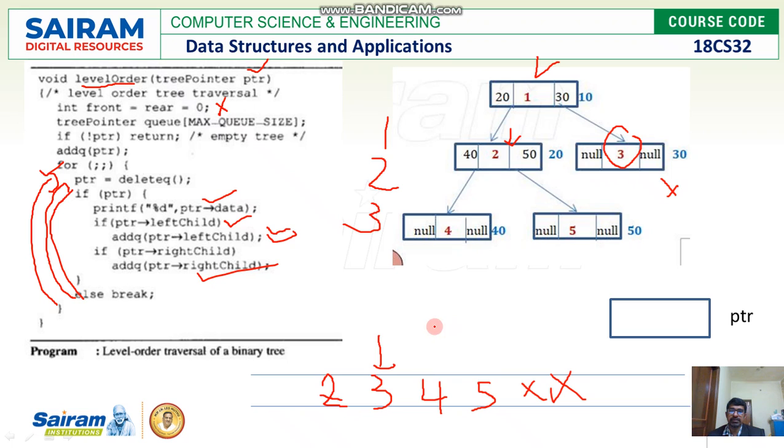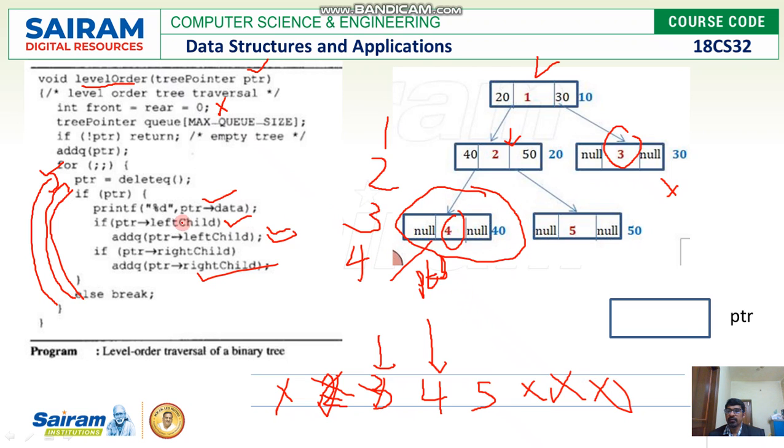PTR is delete queue. That means I have to delete the next item. Already we have deleted, 1 was there which got deleted, 2 was there which got deleted, 3 was there which got deleted, 4. Now PTR is a pointer to this. This is what the statement says. PTR is equal to delete queue. If PTR, if it has got some address, print this data. What is this data? This data is 4. So I can print this. Next, whether this node has got a left child, there is no left child for the node which is having address 40. Whether this node has got a right child, no. So go to next iteration.